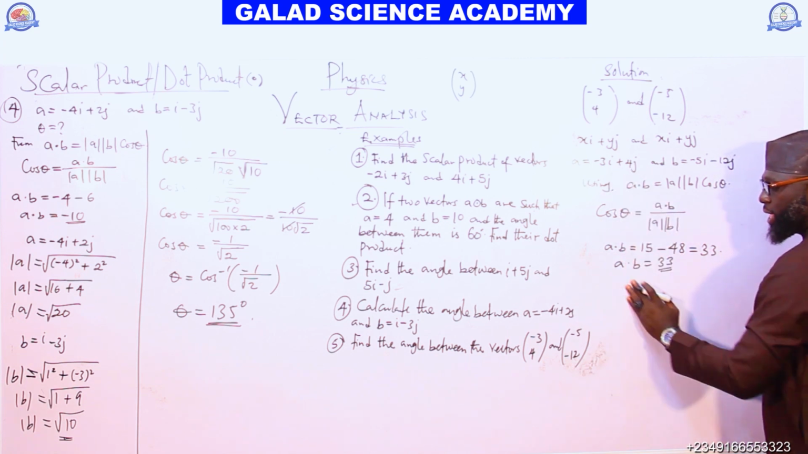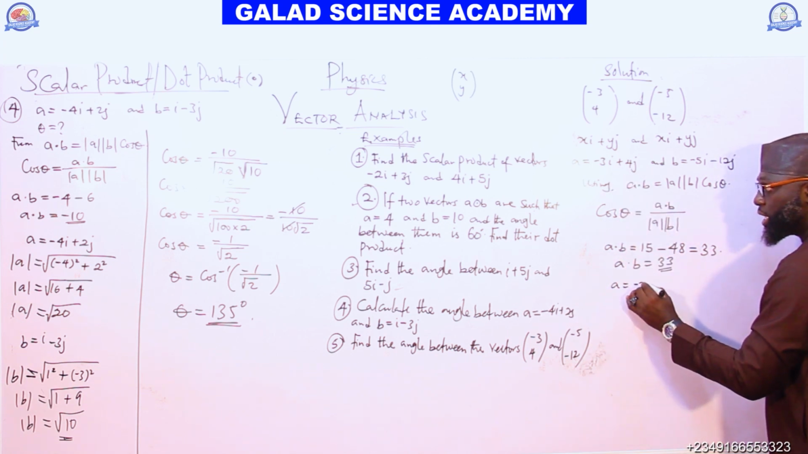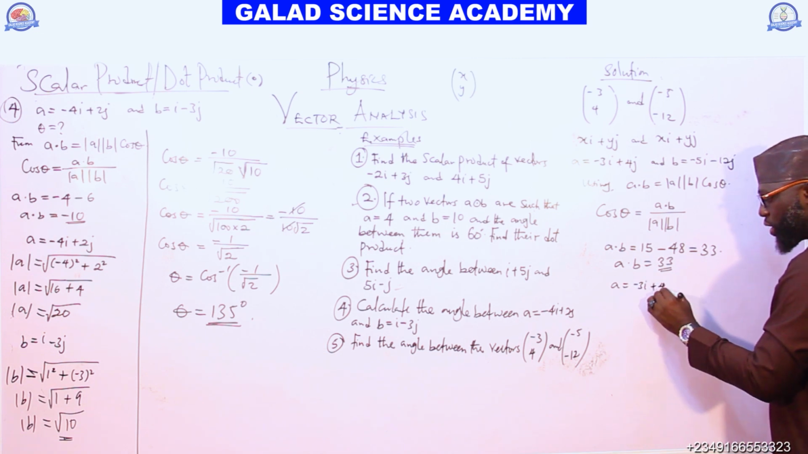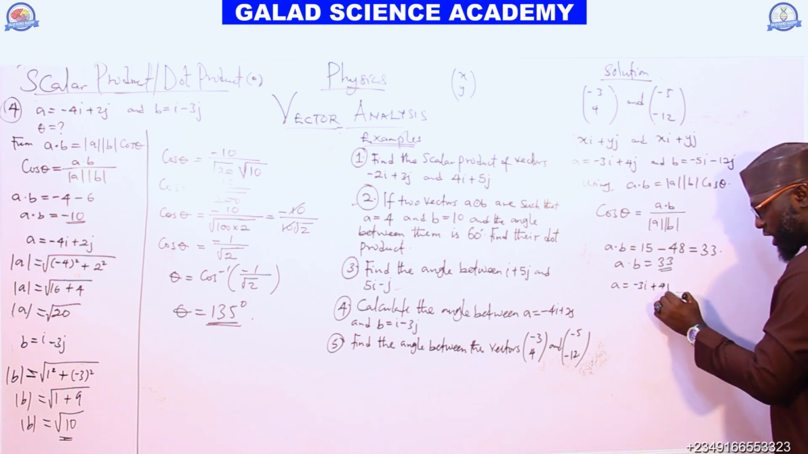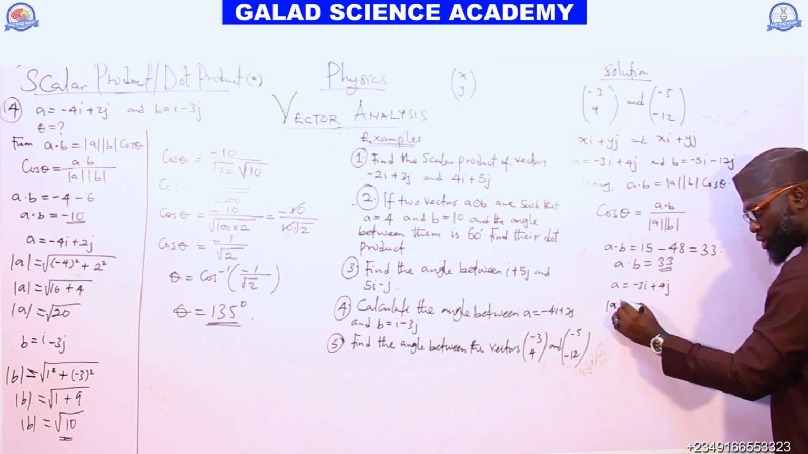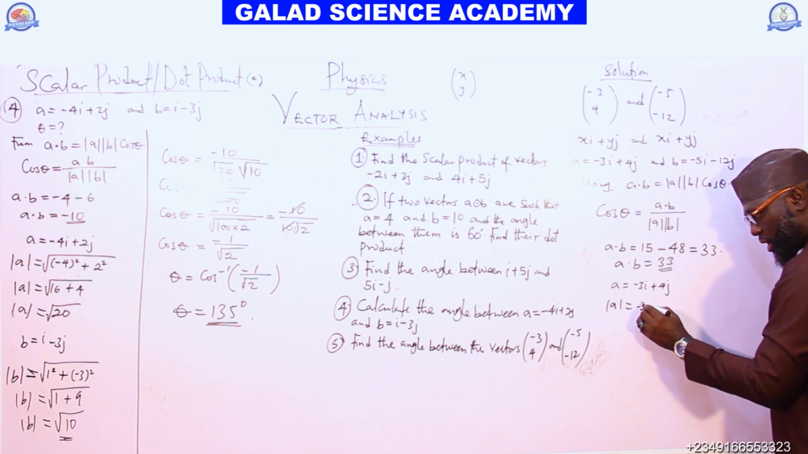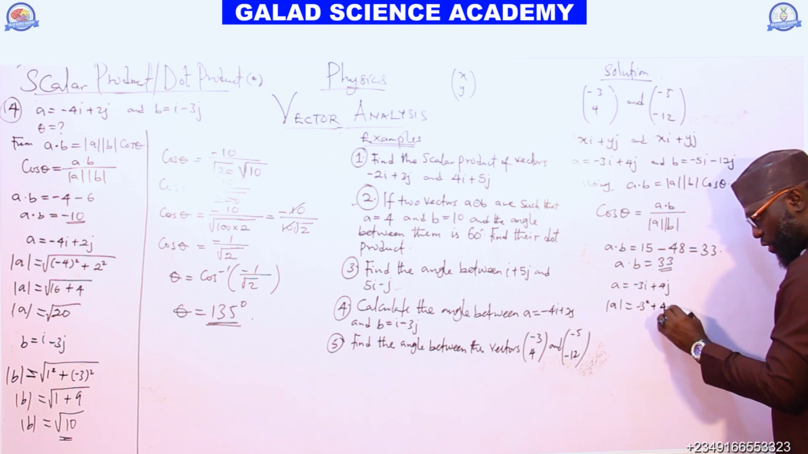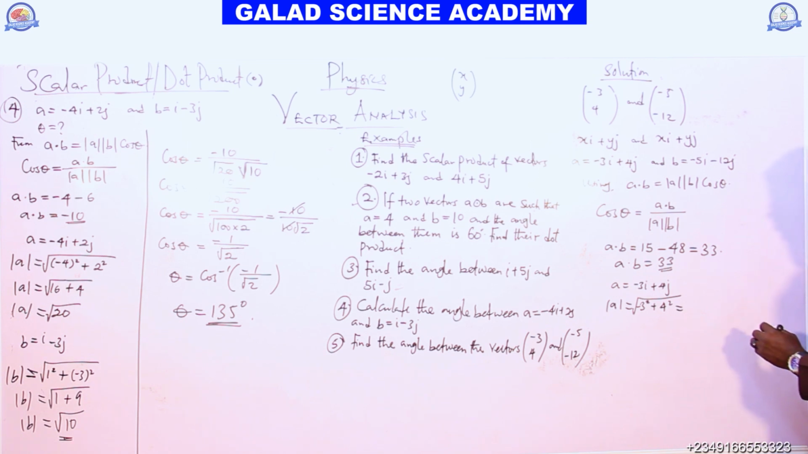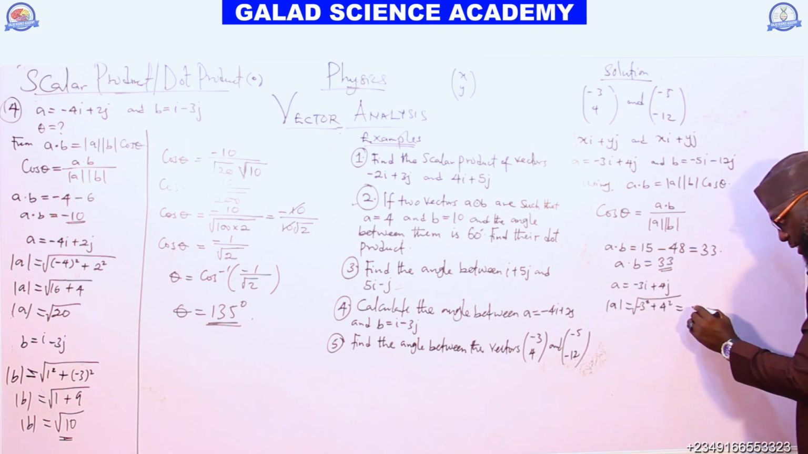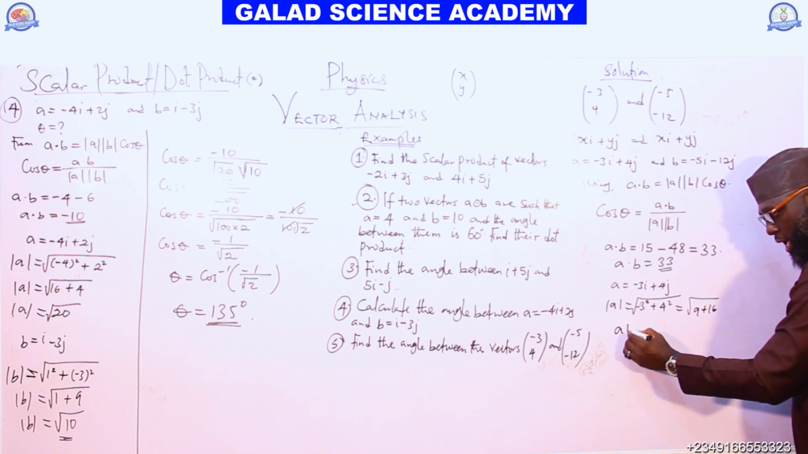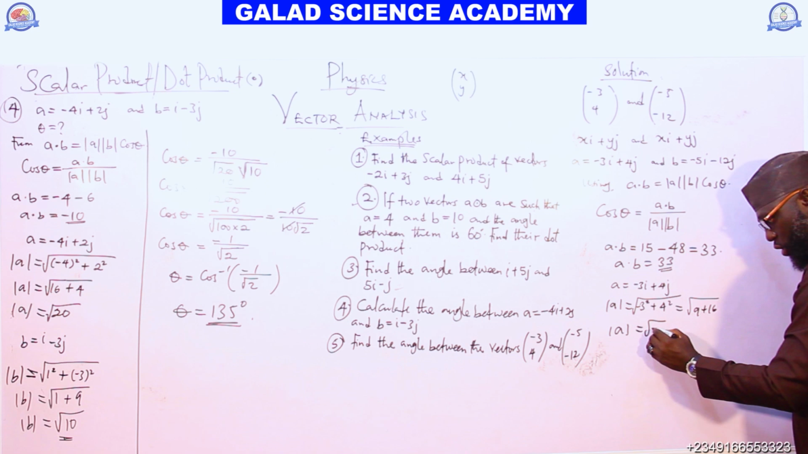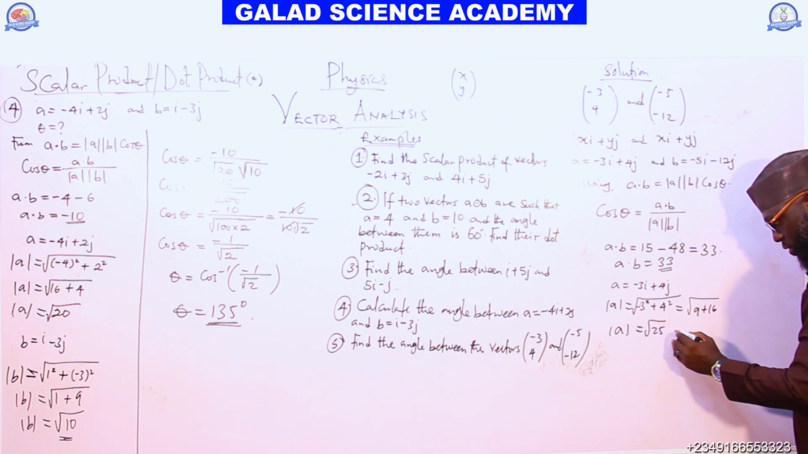And let us find the magnitude of A. What is our A? A is minus 3i plus 4j. So the A magnitude will be the square root of minus 3 squared plus 4 squared. 3 squared is 9, plus 16 is 25. The A magnitude will be the square root of 25, so A magnitude is 5.